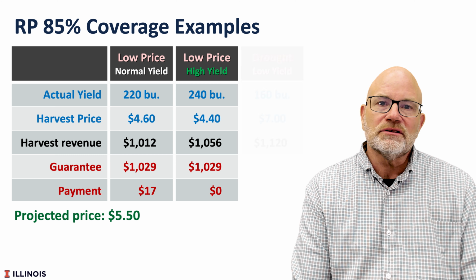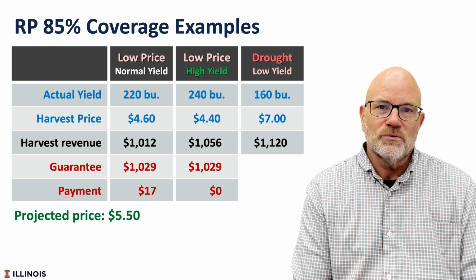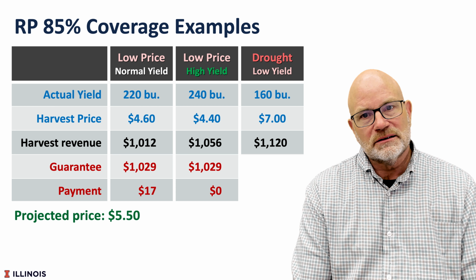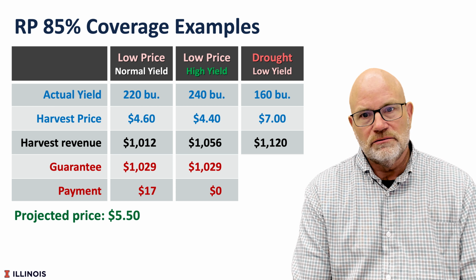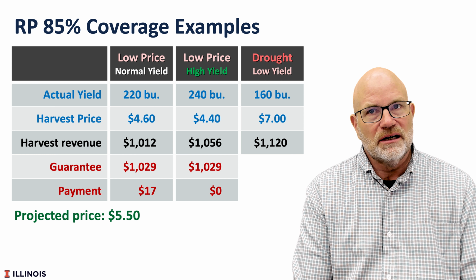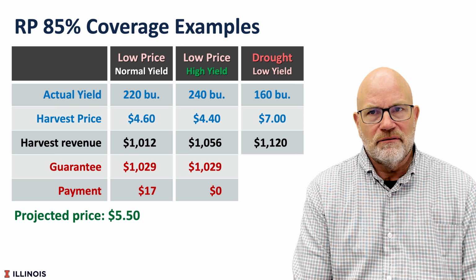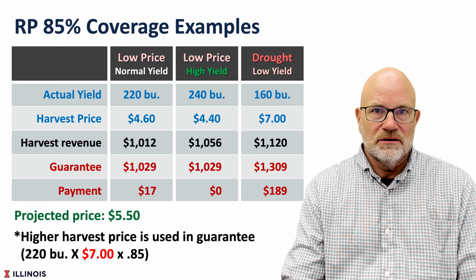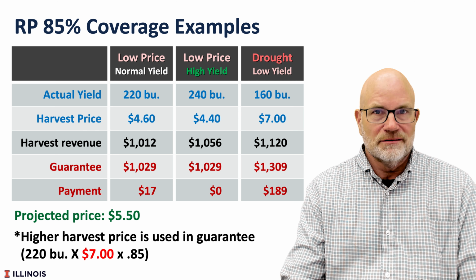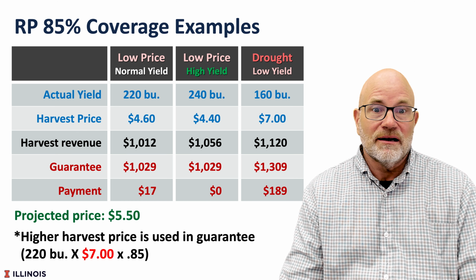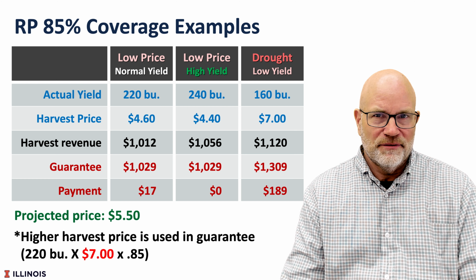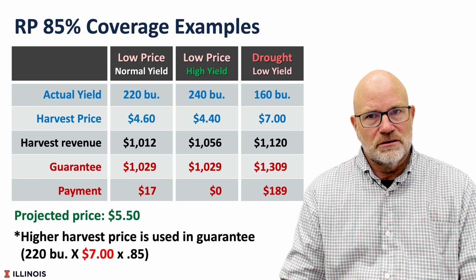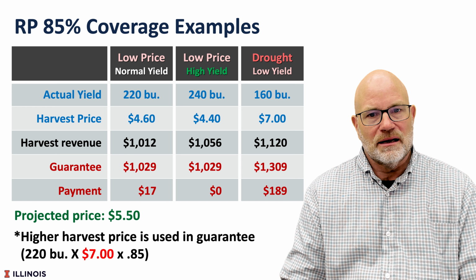A final example is a drought year, and typically in drought years we have lower yields but higher prices. Think 2012. We have a yield in this example of 160 bushels per acre, a drought-stricken yield, but the price goes up to $7. We have harvest revenue of $1,120, but our guarantee has gone up. Our guarantee is now based on our 220 bushel APH yield times the $7 harvest price rather than that $5.50 projected price, times our coverage level, 85%. Guarantee is $1,309 and we would get a $189 payment.